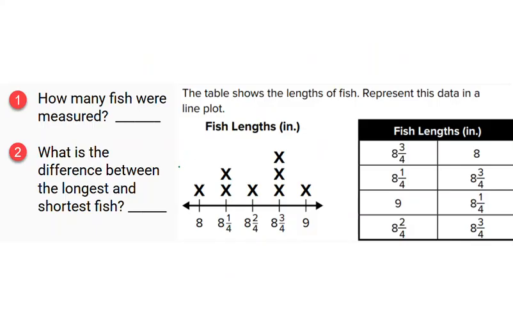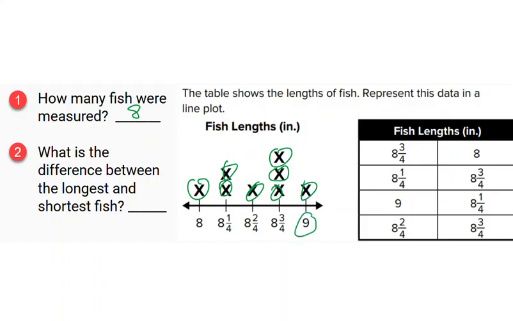Okay, now here's another one right here. This one's going to be on the Friday quiz, and you're going to have to fill out these X's. The table shows the length of fish. Represent this data in a line plot. Well, they've already put the X's here for us. And it says, how many fish were measured? Well, all you have to do is count the number of X's that are here. So there's 1, 2, 3, 4, 5, 6, 7, 8. There's 8.